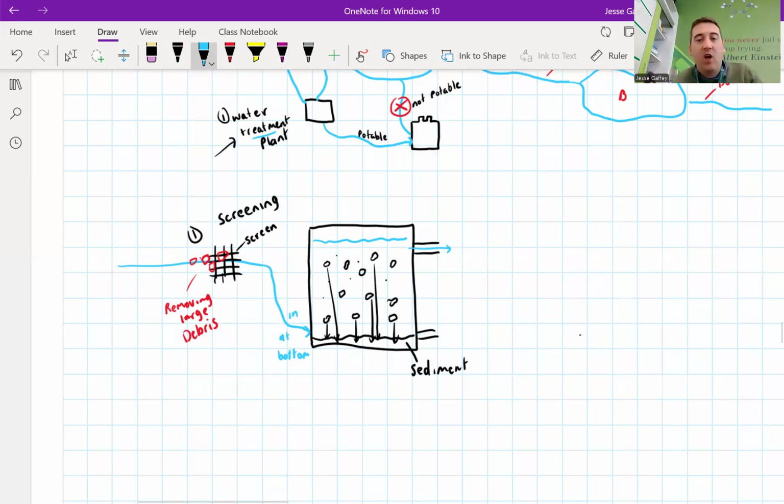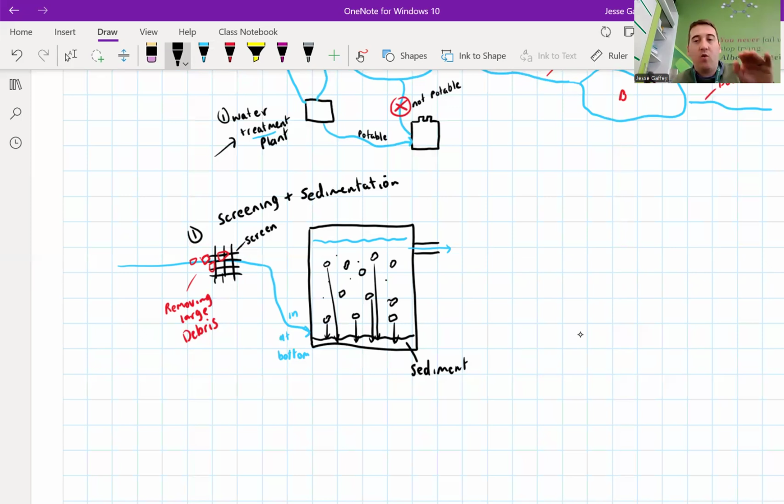So essentially, we've lost the biggest particles of mud and dirt that are in the water. They've all sedimented or settled. So that goes with the first process. Screening and sedimentation are the first 2 processes.